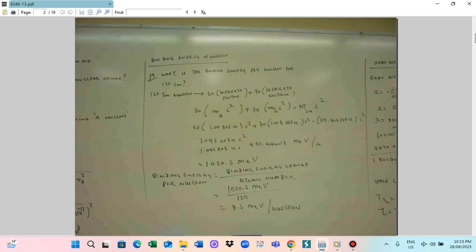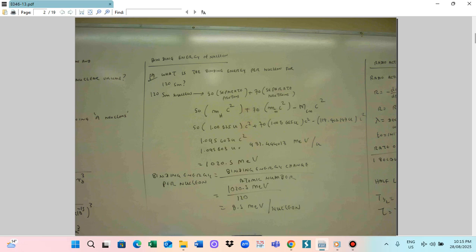So that 120Sn nucleus contains 50 separate protons plus 70 separate neutrons. So we can write down the equation. In this case, the energy produced is equal to 50 into the mass of the proton into c square plus 70 into the mass of the neutron into c square, minus m_Sn c square.